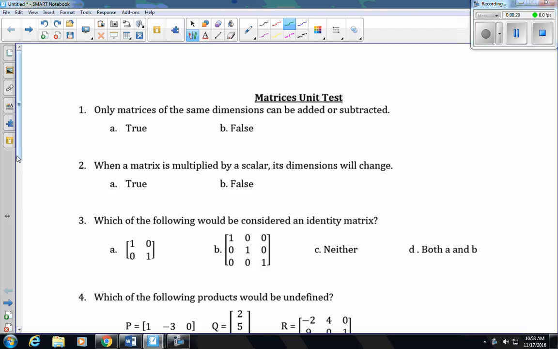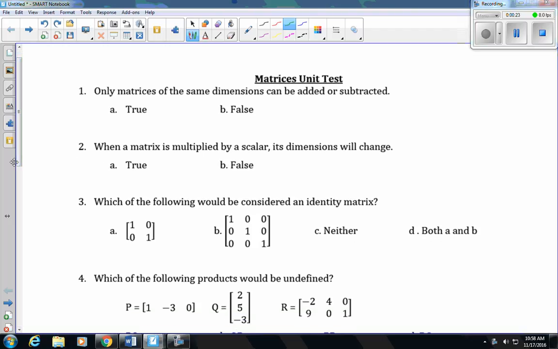So first question says, only matrices of the same dimensions can be added or subtracted. And that is true. When a matrix is multiplied by a scalar, its dimensions will change. It's false. Which of the following could be considered an identity matrix? It's both of them, right? One of them's just a 2 by 2, and the other one is a 3 by 3.